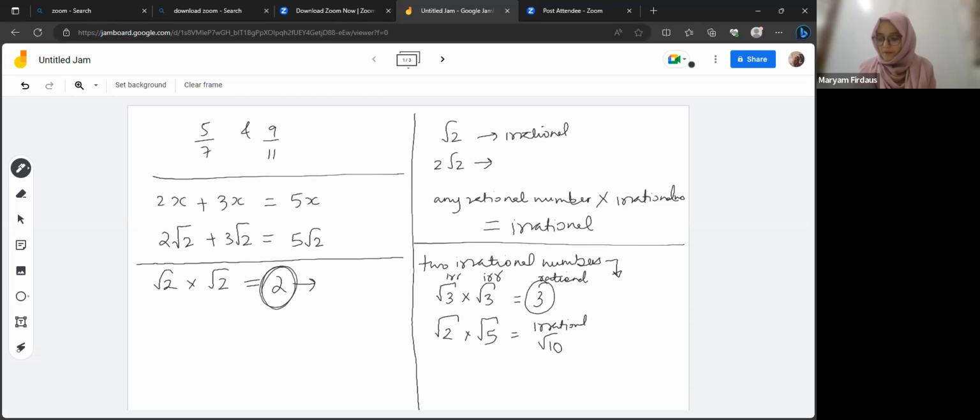Okay. Fine. So, acha, now what about if you have an irrational number and you add it to an irrational number? What do you think you will get? Yes, when you add two irrational numbers, you will always get an irrational number. For example, this is 2 root 2. So when you add two irrational numbers, you will always get an irrational number.